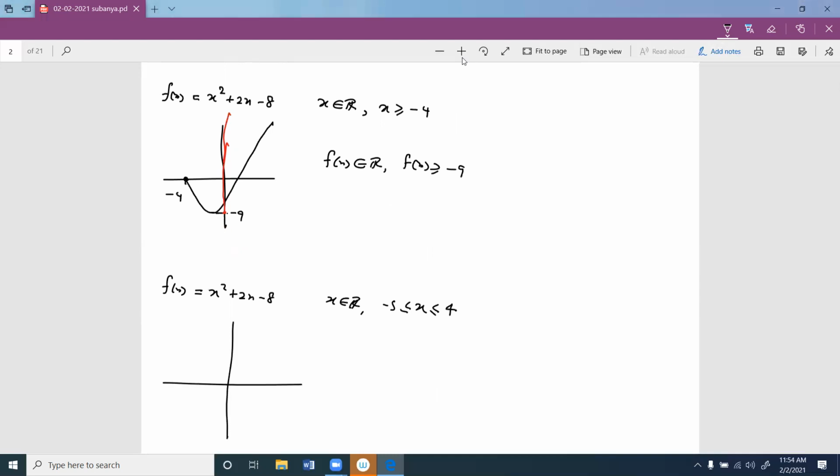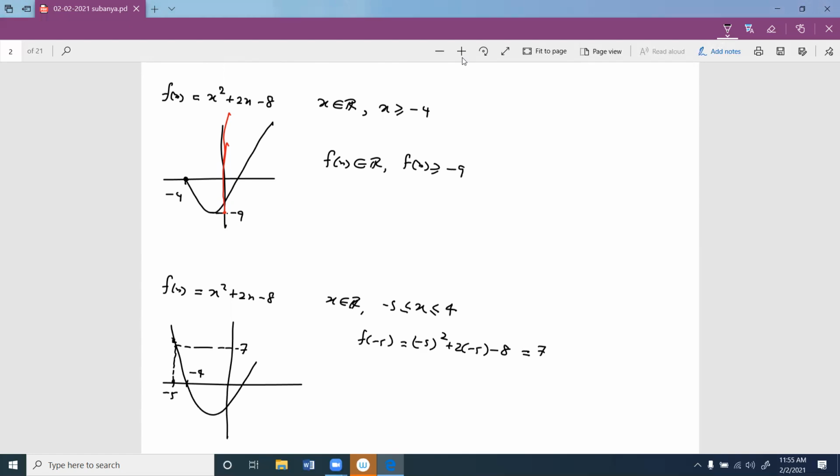You can understand that the graph goes like this way around over here. Then we know that here the value is minus 9. And at minus 5, if I put minus 5 into this, then what do you get? It's minus 5 squared plus 2 into minus 5 minus 8. So this value is 25. 25 minus 10 is 15. 15 minus 8 is 7. So at minus 5, the answer is 7. So the graph is entered from here.